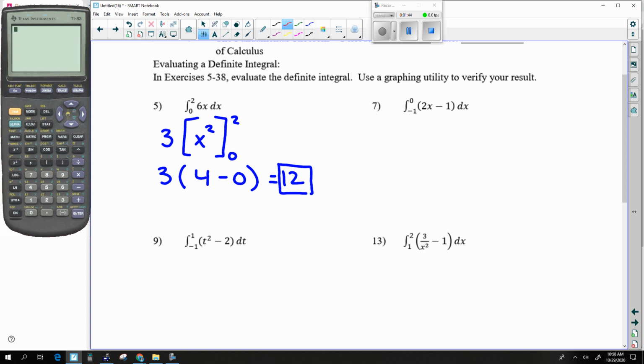All right, so here I integrate, so this is going to be x squared divided by 2 minus 1x. This is being evaluated from -1 to 0. So the evaluation is 0 minus the evaluation at -1. So that's going to be 1 plus 1. It's going to be -2.